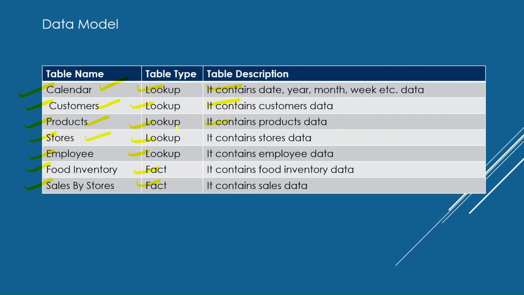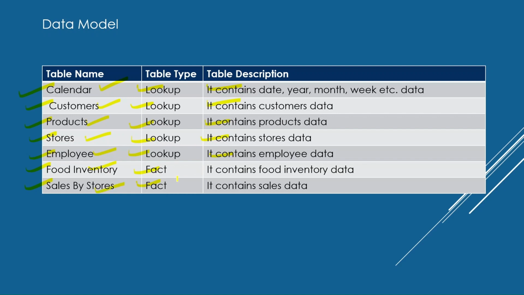This is the store table. It is also a lookup table. It contains stores related information. This is the employee table. It is also a lookup table. It contains employee related information. This is a food inventory table. It is a fact table. It contains data related to the inventory of the products.